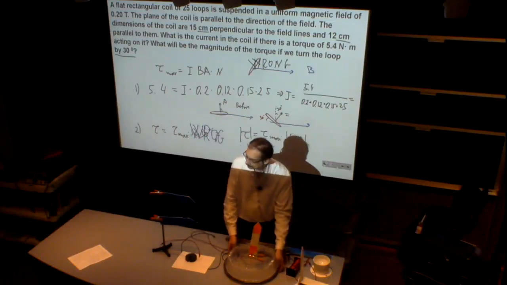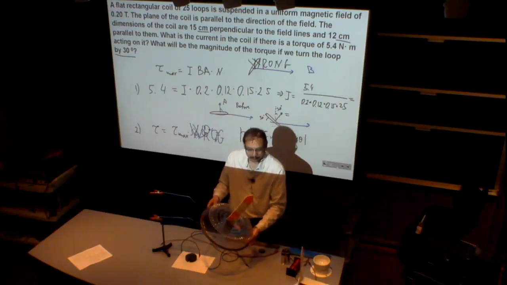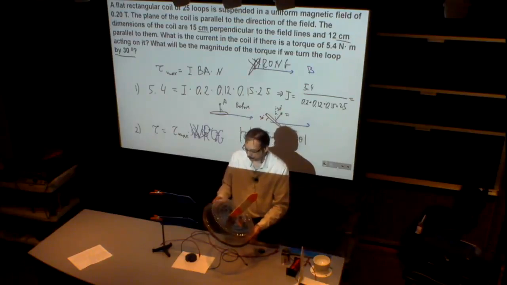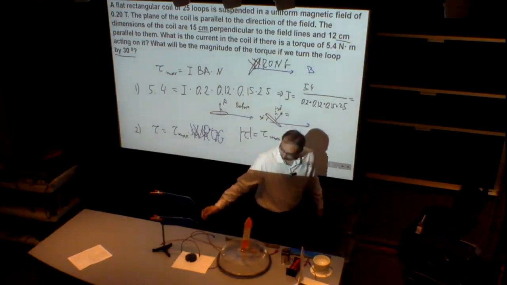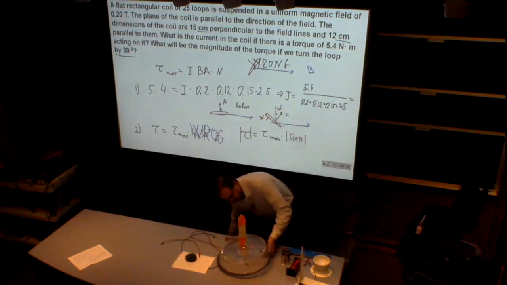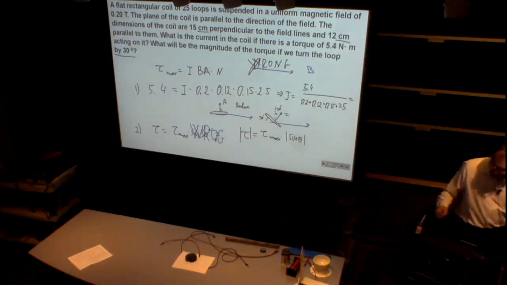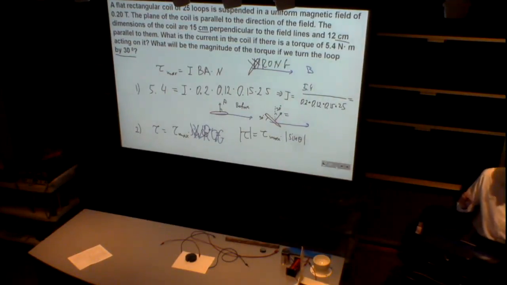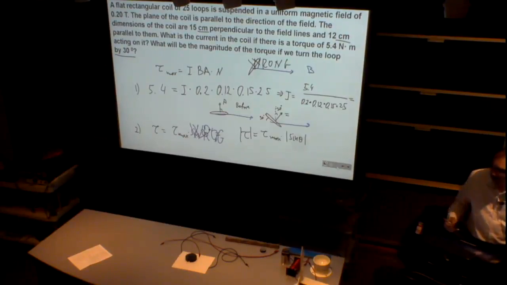Why? Because that's a definition, so we don't think about that. We just have to know it. This angle must be measured between magnetic field and area vector. So if you look at this picture now, what is the value of the angle between the magnetic field and the area vector? 60, it's not 30. That's it. That's why pictures matter.